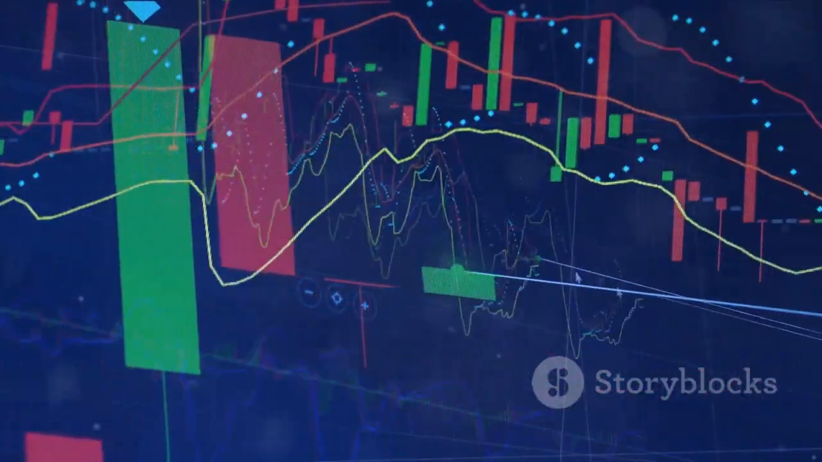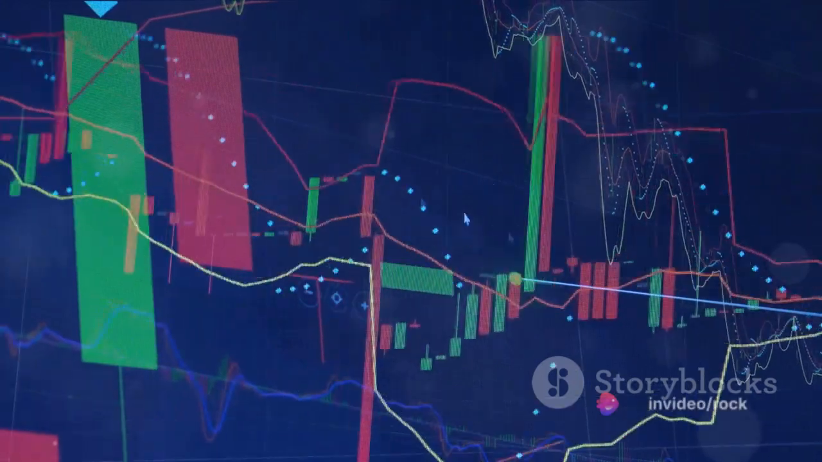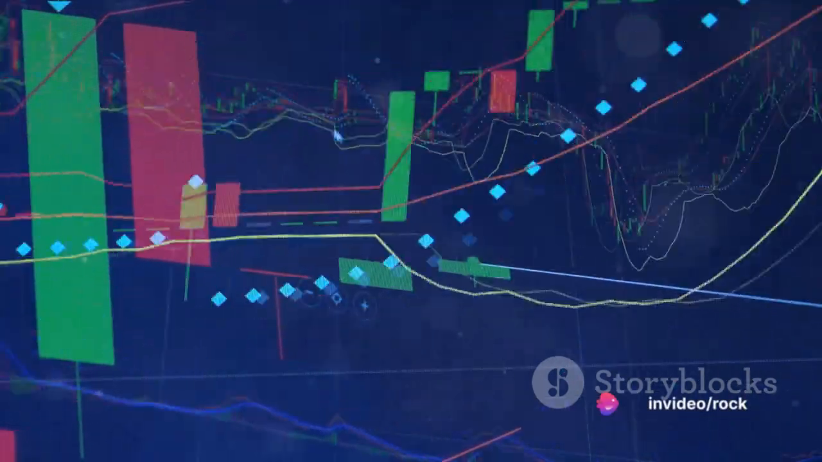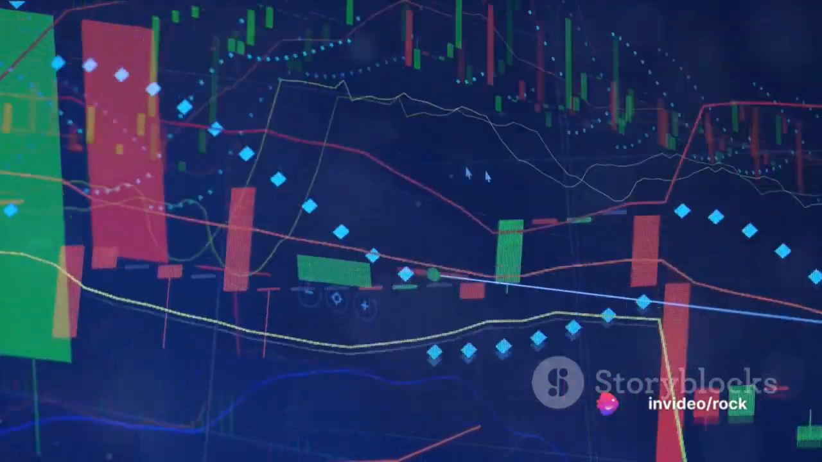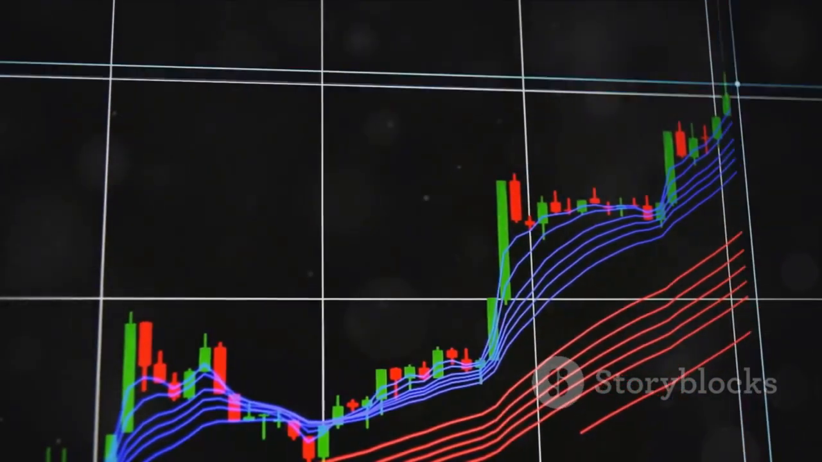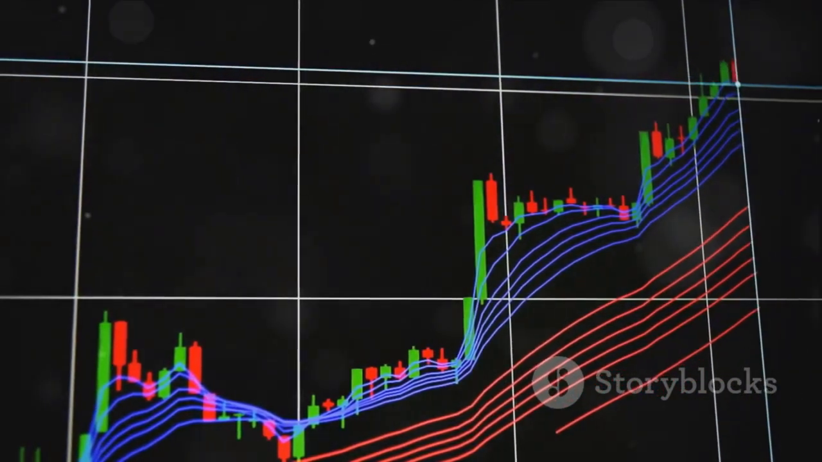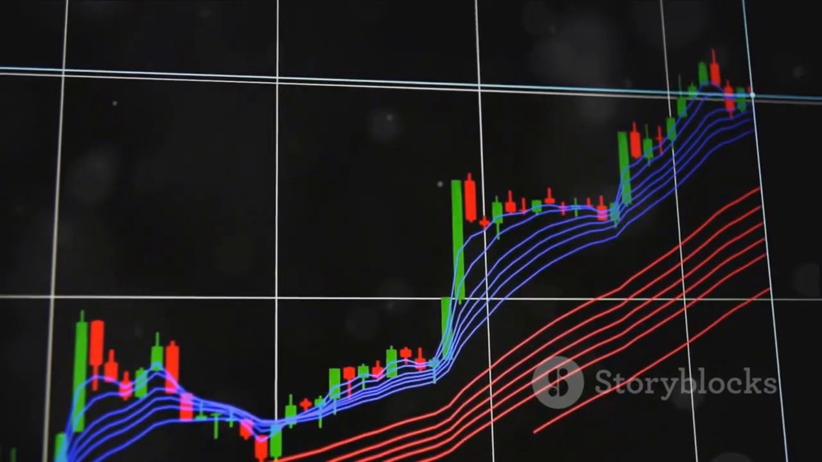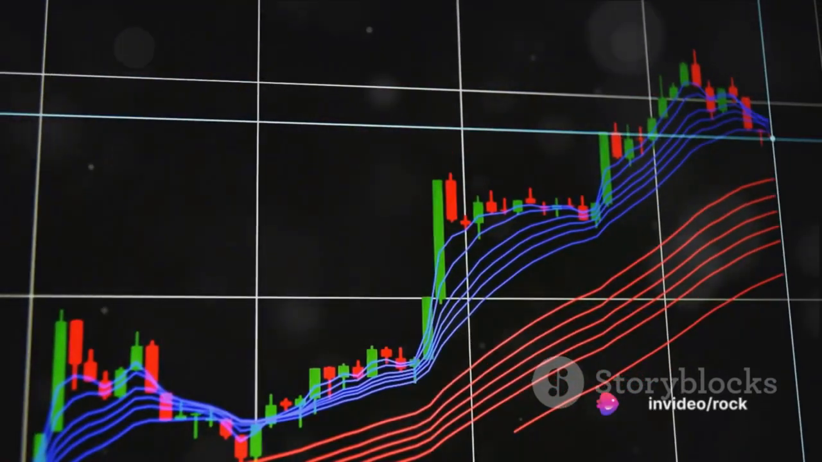Reversals come into play when the price touches one of the bands. If the price hits the upper band, it could indicate that the asset is overbought and may be due for a price drop. Conversely, if the price touches the lower band, it might suggest that the asset is oversold and could be gearing up for a price increase.